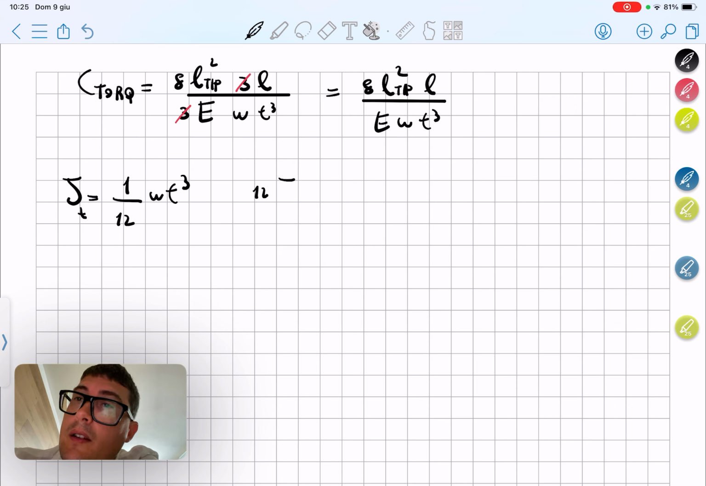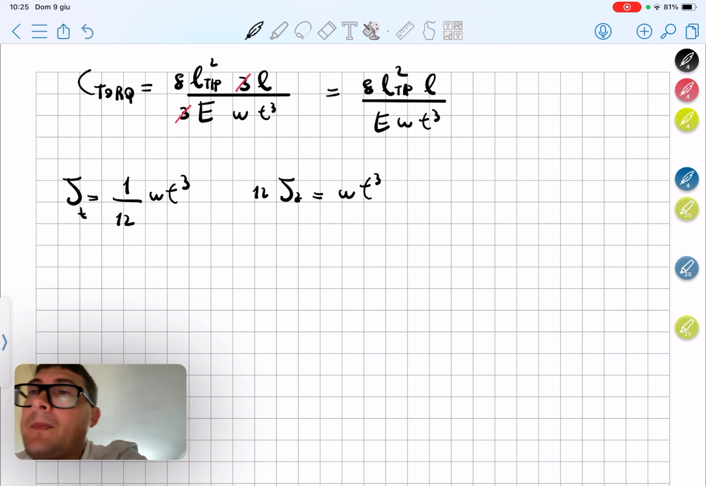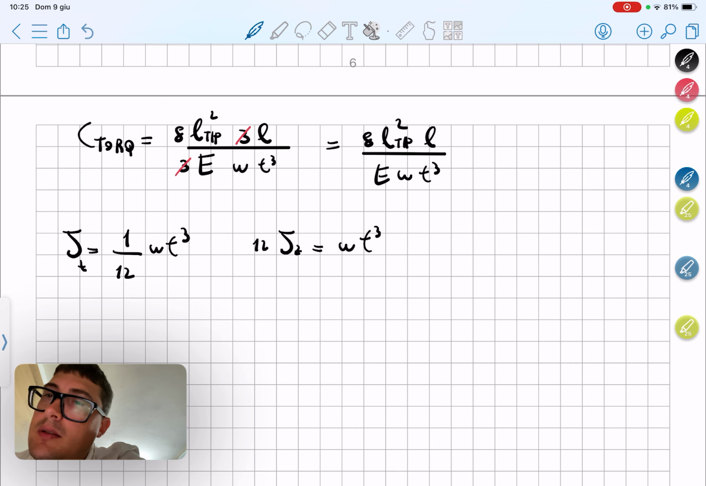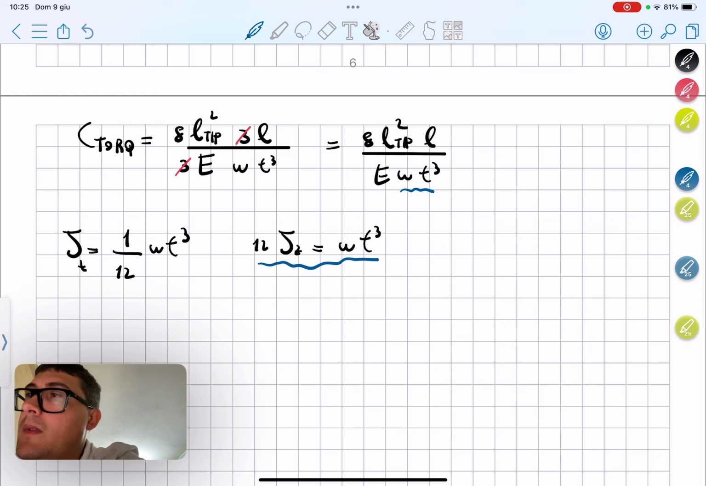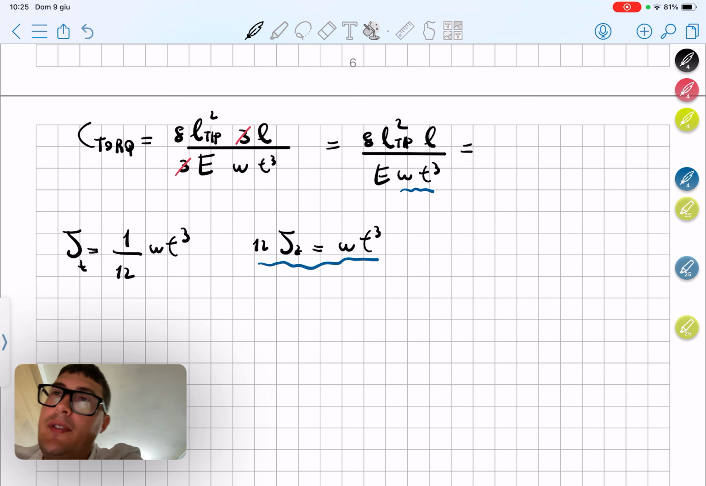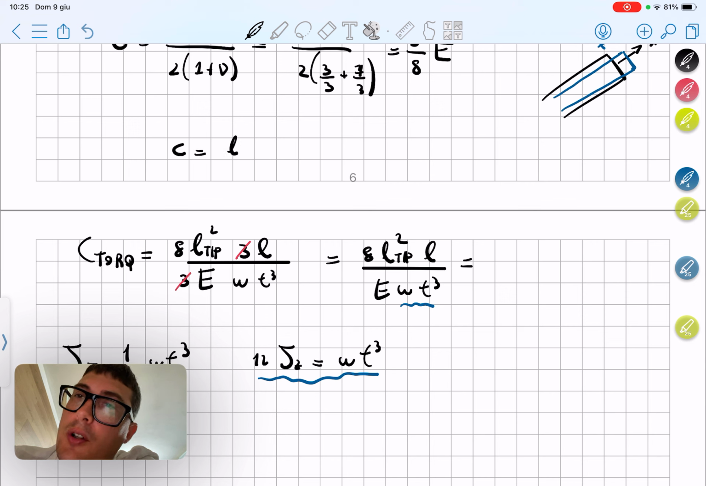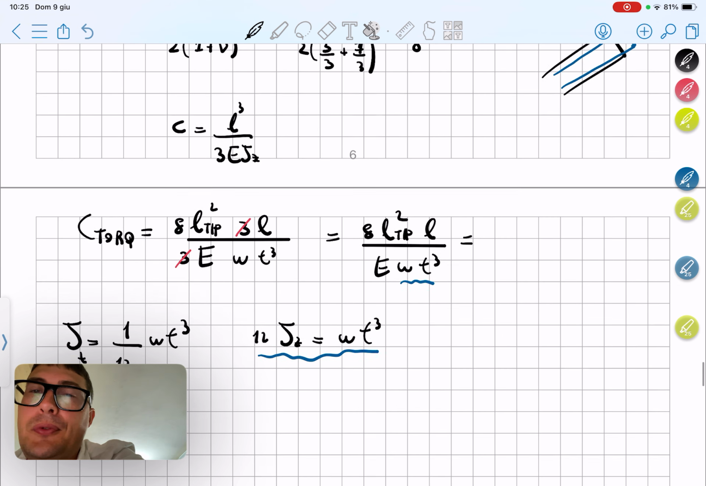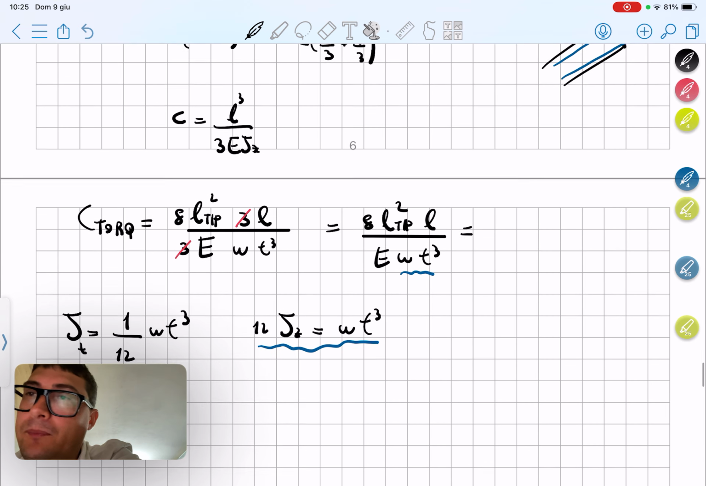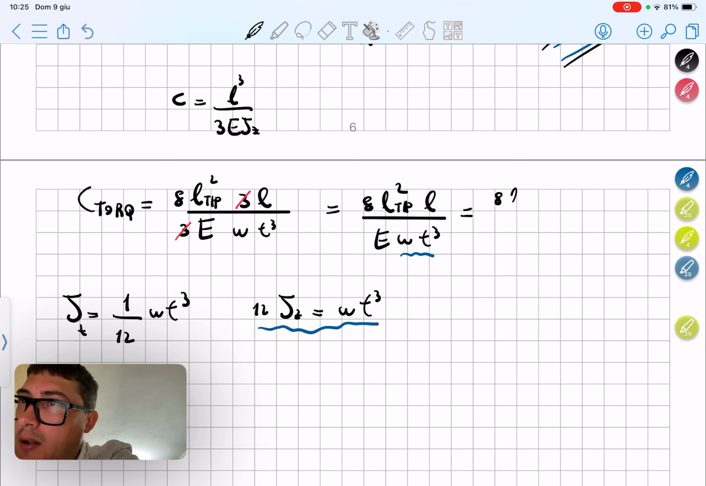So 12 JZ is equal to omega t to the cube. Okay, I will put this inside here, because essentially remember that I want to express it in terms of C, and C is L to the cube divided by EJZ, because I normalize everything according to this. So what I'm doing now is to try to insert something that we can gather up as a little c. So I have the numerator unchanged divided by E 12JZ.